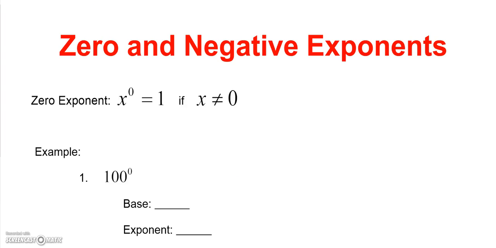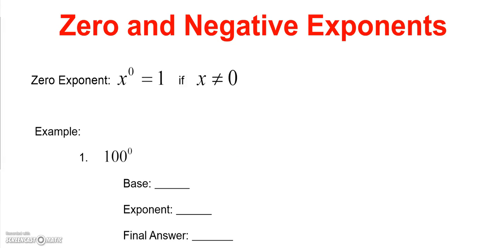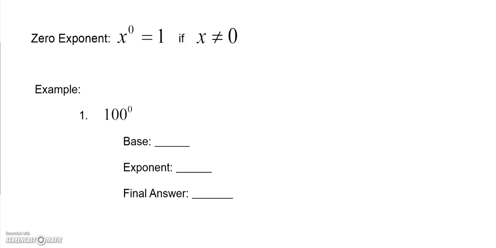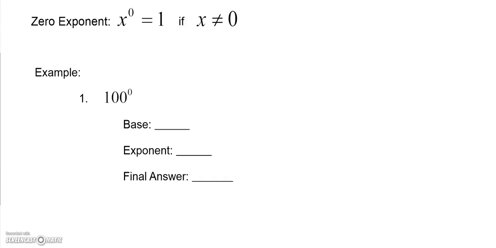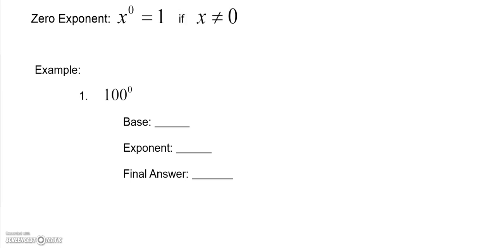Alright, the next two rules that you have, I'm going to combine them because they're really not that hard. You have the 0 exponent and the negative exponent. So for the 0 one, anything to the 0 power is equal to 1, unless x itself is equal to 0. So for instance, 100 to the 0. 100 is our base, our exponent is 0, so our final answer is 1.